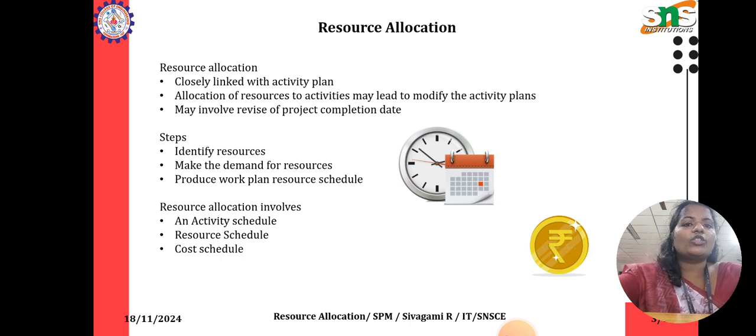The important topics are resource allocation and the steps the resource allocation involves. What are the steps to allocate resources? What resources are involved? Resource allocation is closely linked with the activity plan.